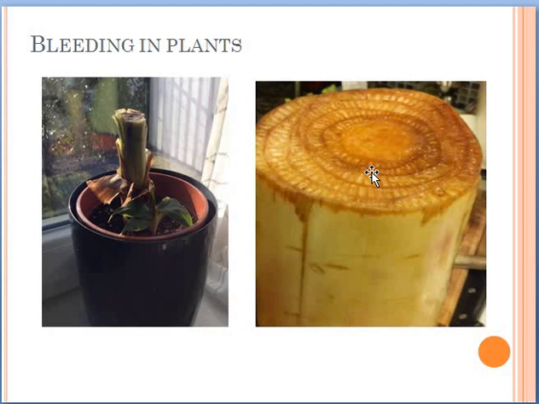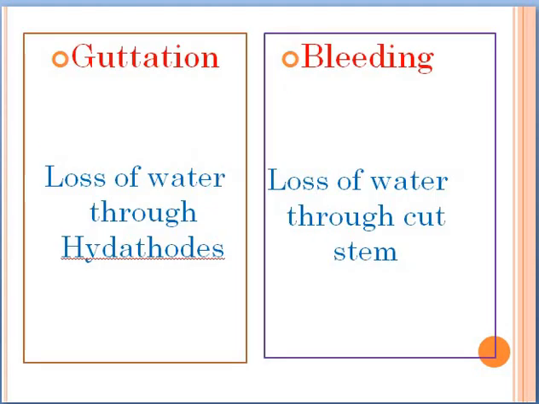So the loss of water through a cut stem is bleeding. You should know these two definitions. Guttation is the loss of water through hydathodes. Bleeding is the loss of water through a cut stem. So we should learn these two definitions. They can ask one of these definitions, and they very commonly ask them.